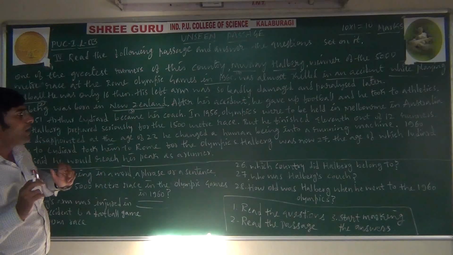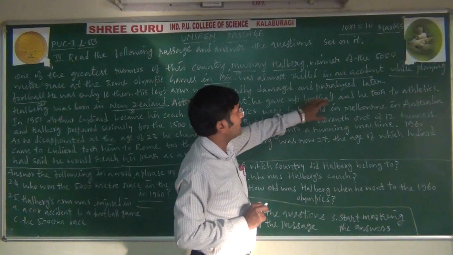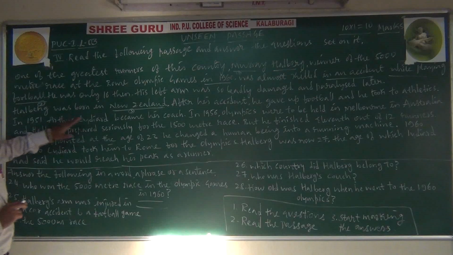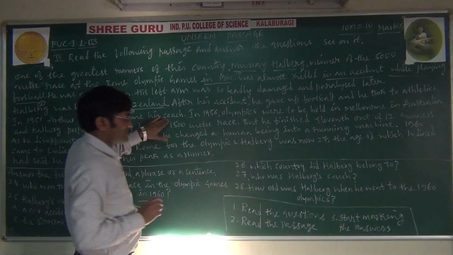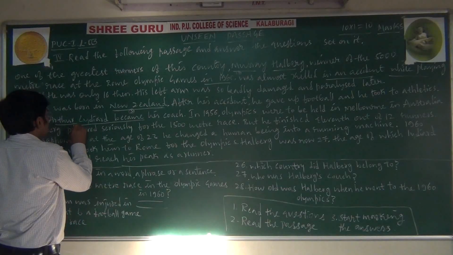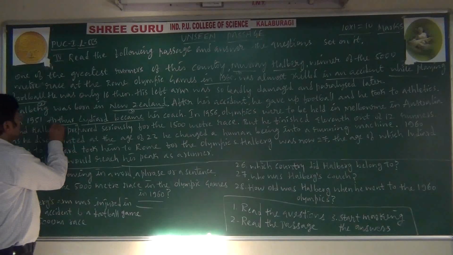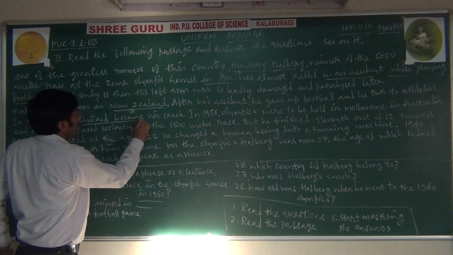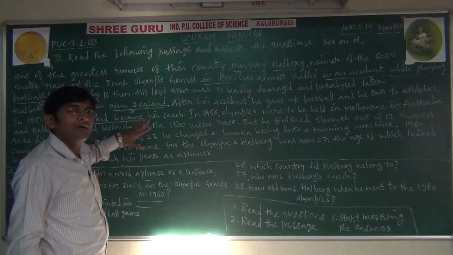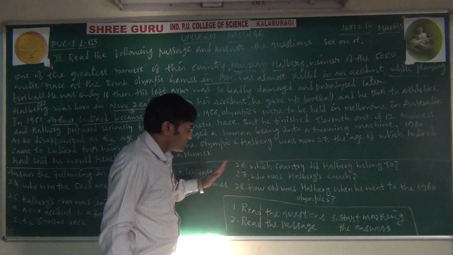Next, who was Hallberg's coach? After his accident, he gave up football and took to athletics. In 1951, Arthur Lydiard became his coach. I mean, this would be the fourth. Who? Arthur Lydiard. So Arthur Lydiard was the fourth. Yes, he was the coach. It happens to be the fourth answer, that is 27 according to the question paper.